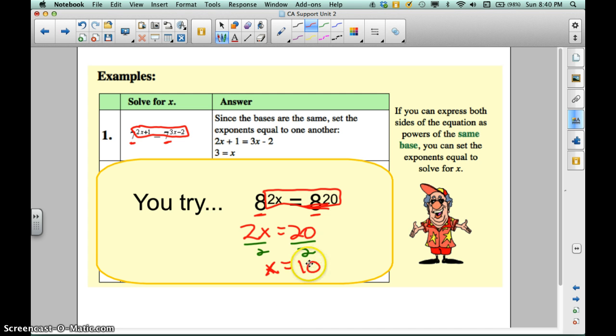And you can verify your work, as with solving any equation, by taking that 10 and plugging it back in for the x. 2 times 10 is 20. 8 to the power of 20 equals 8 to the power of 20. And obviously that has to be true.